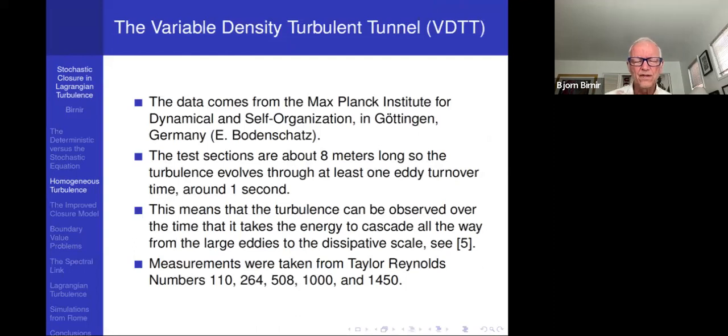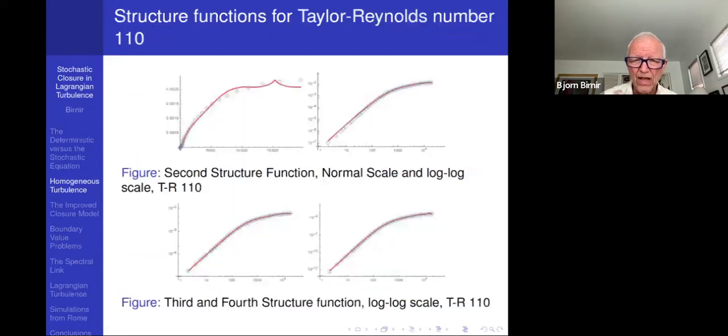And we used data from the Max Planck Institute in Göttingen. That was Bodenschatz's group. They have a wind tunnel where they made measurements with different Taylor-Reynolds numbers, and we compared the structure functions from their experiments with the theory. This is the result: here you see the structure functions as a function of the lag variable. This is the second structure function, and this is the same on a semi-log scale. As you can see, the red line, which is the theory, compares very well with the simulations. And this is true for the higher structure functions as well.